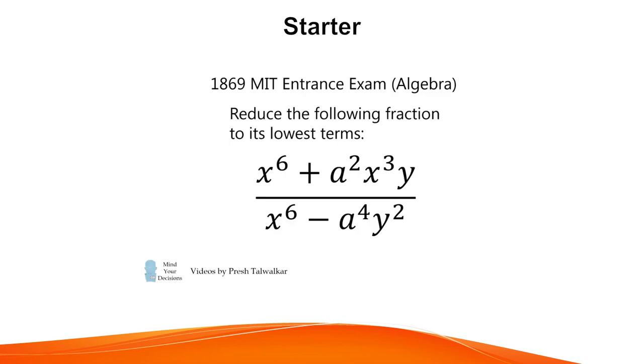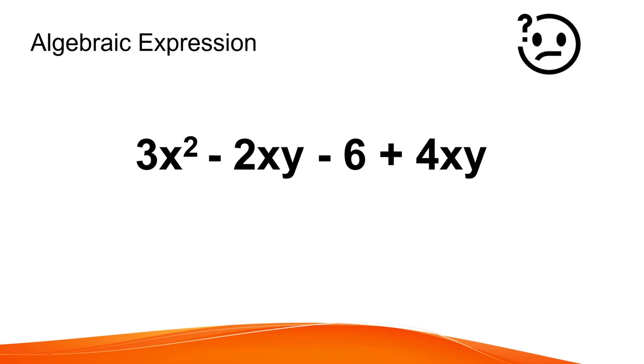Would you be able to solve this? That is x to the power of 6 plus a squared x cubed y, all divided by x to the power of 6 minus a to the 4 y squared, or y to the 2. Can you try? Let us look, while you are pondering on that, on the previous question, let us look into algebraic expression.